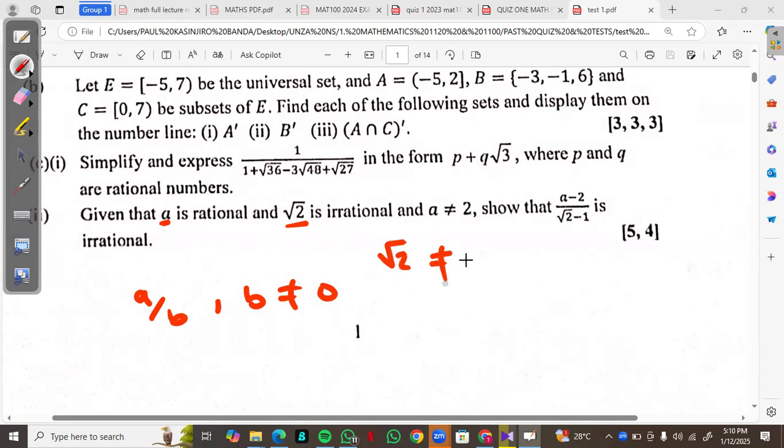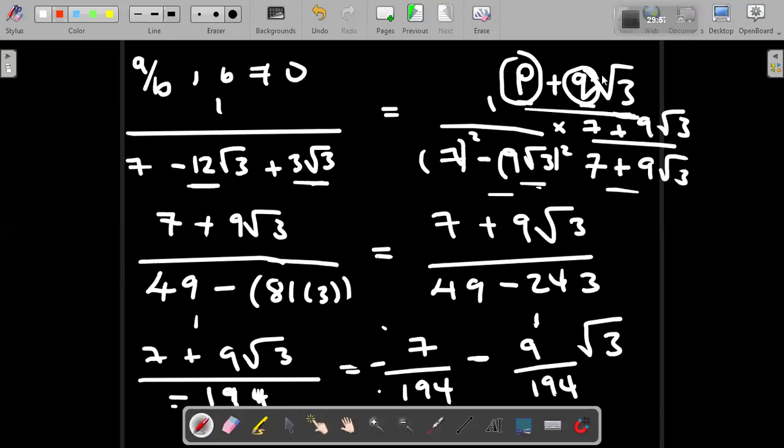Root of 2 cannot be expressed in this form, A over B, so it's irrational. Then they're saying A is not equal to 2. Then they're saying show that this is irrational. We must show that that is irrational. So how do we do that question?